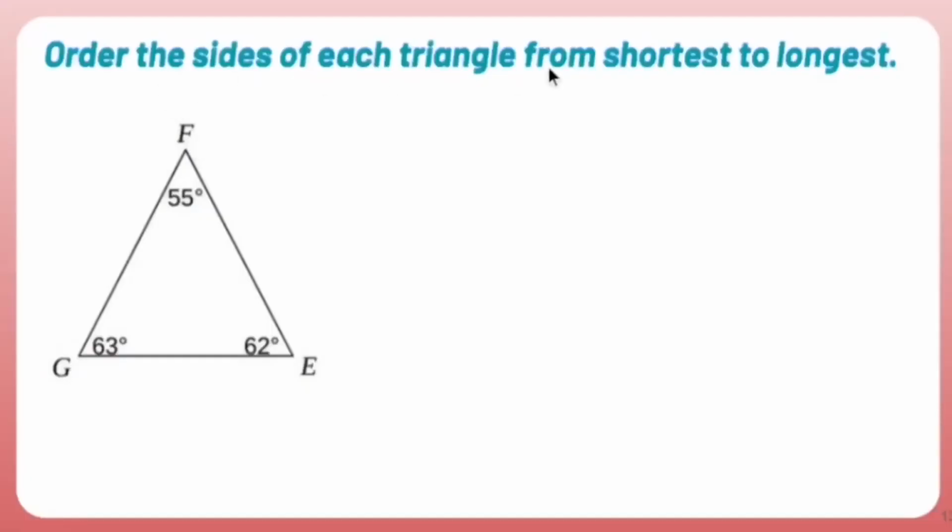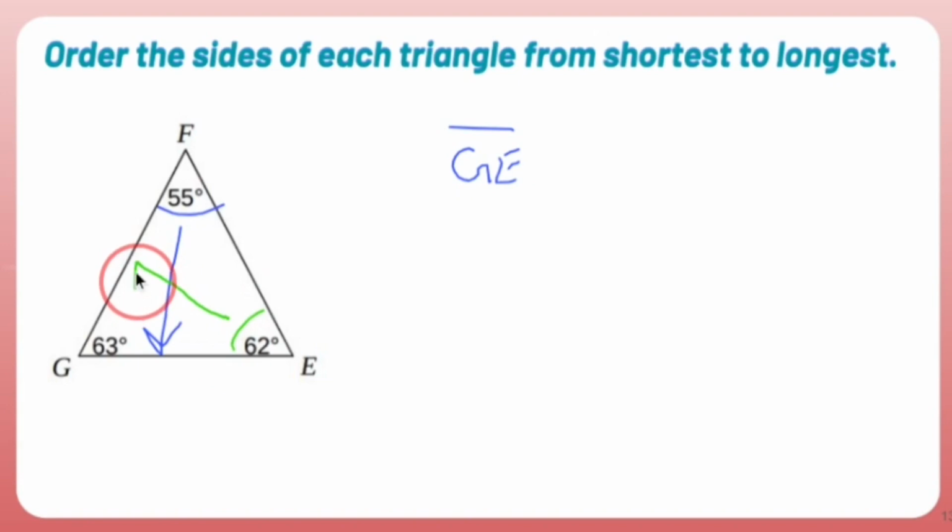Order the sides of each triangle from shortest to longest. Well, I don't have the sides. I have the angles. Oh, but you know what? I can find the shortest angle, which is 55. And whatever the shortest angle is, the side opposite that is going to be the shortest side. So since my smallest angle is angle F, the shortest side is going to be side GE. So let's find the medium angle, 62, barely, but that's the medium angle.